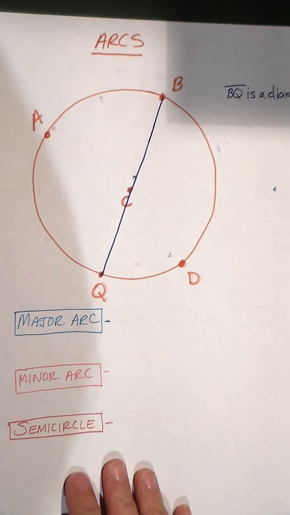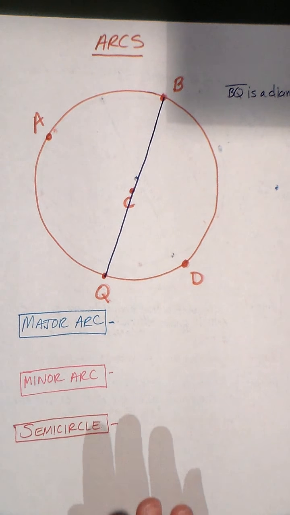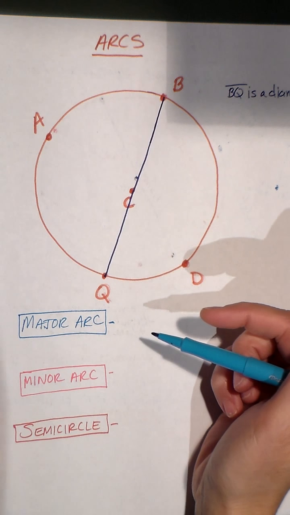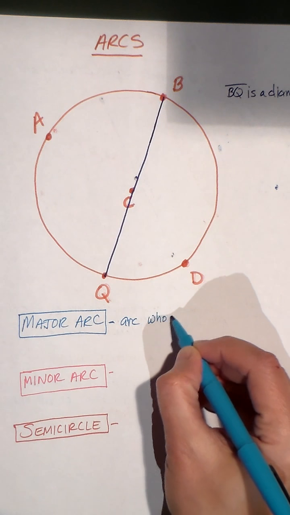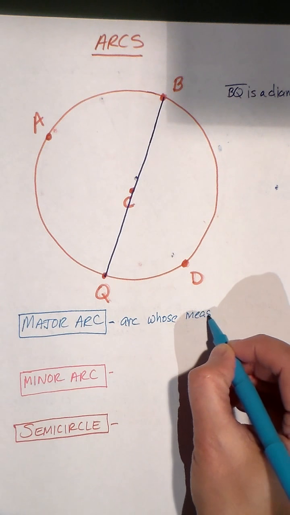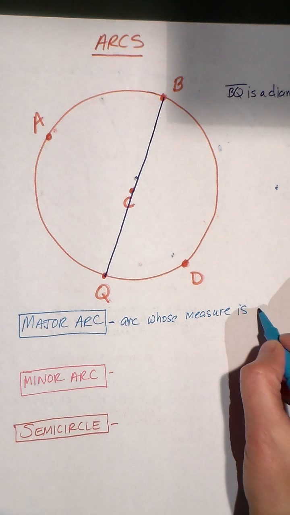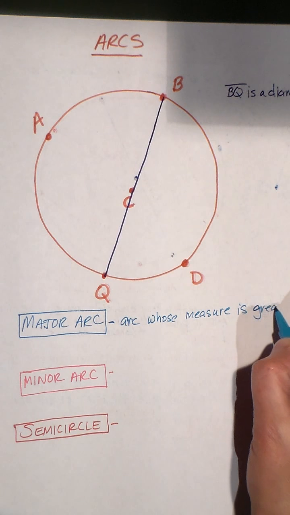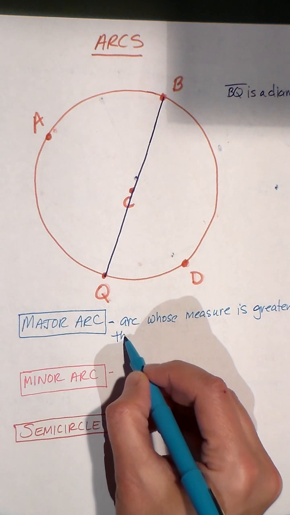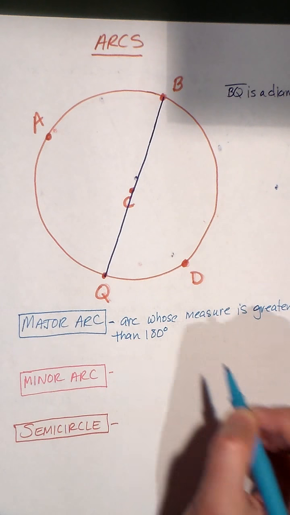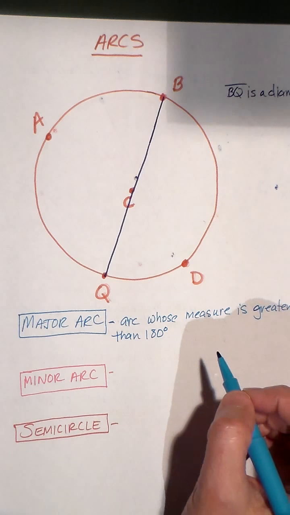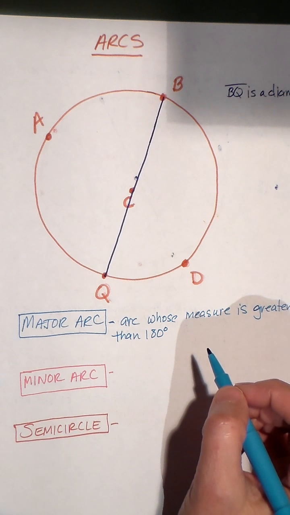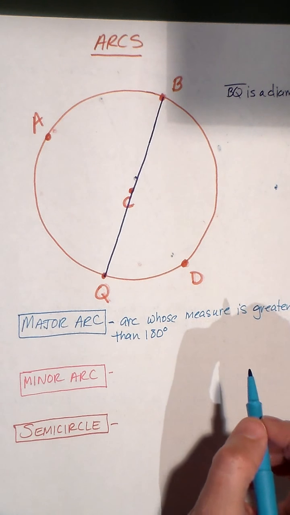All right, so we're going to talk about the types of arcs in a circle. And we have major, minor, and semicircle. A major arc is an arc whose measure is greater than 180 degrees in a circle. Okay, so it's greater than 180 degrees. Obviously, it cannot be equal to, we're not going to do the full circle 360, so it's greater than 180.